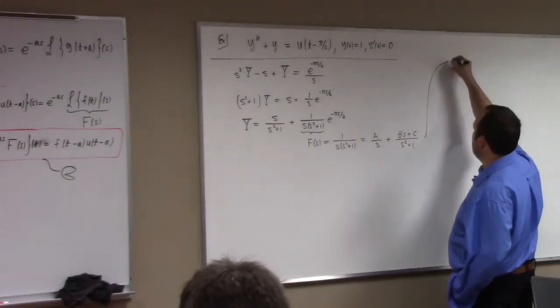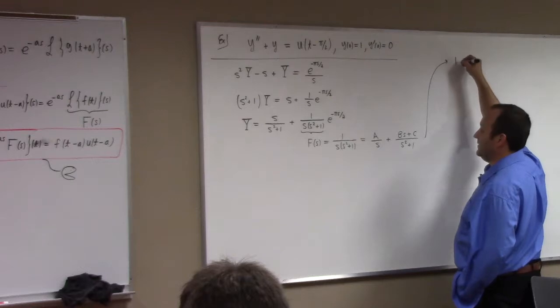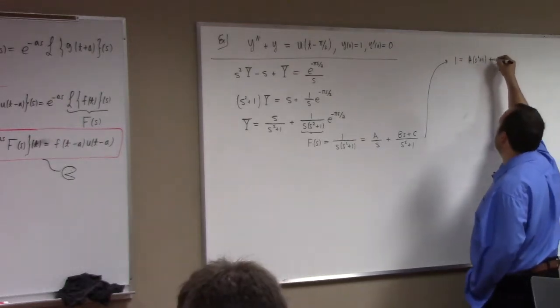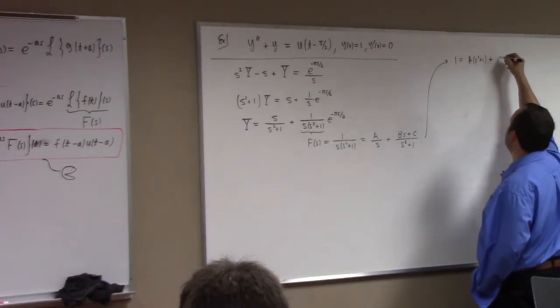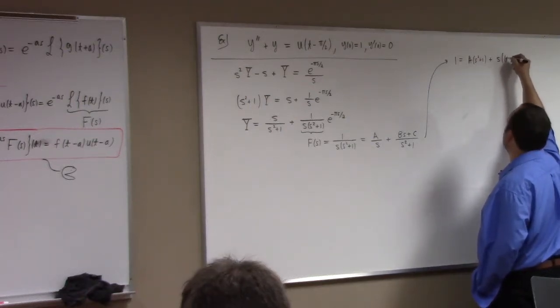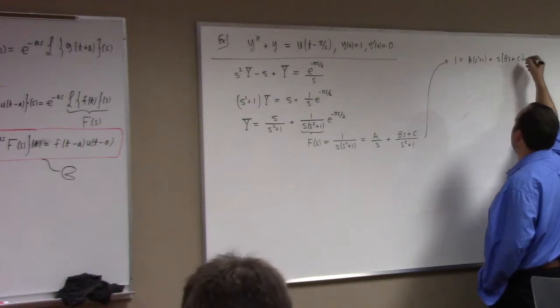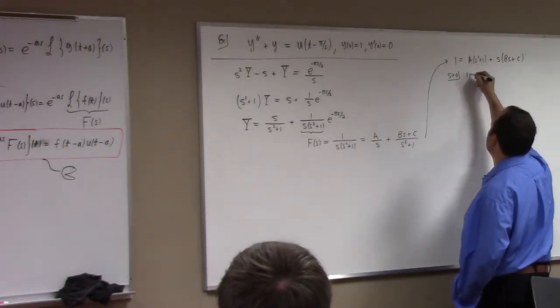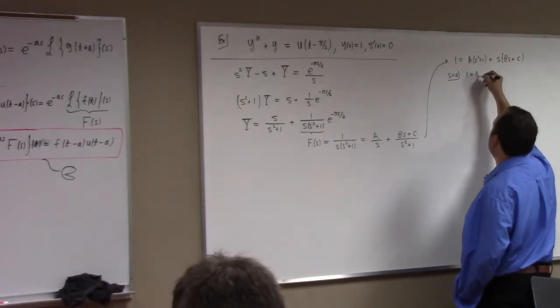Let's see here. Let's do the algebra. We've got 1 is equal to a times s squared plus 1 plus s times bs plus c. We can plug in s equals 0. That gives us a nice equation: 1 equals a. All right.